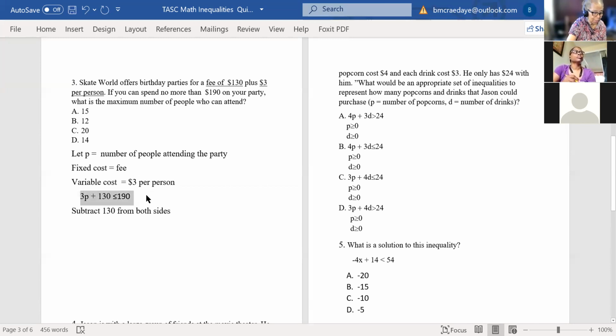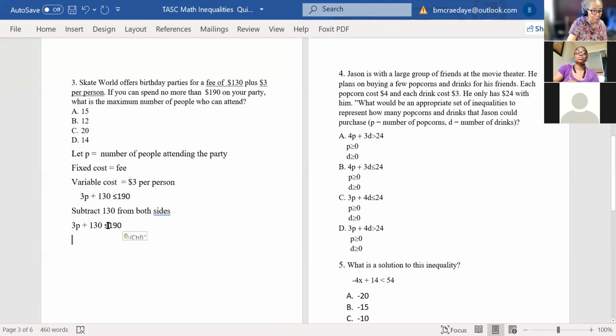Okay, now let's do that. Let's copy this over and do our subtraction. So it'll be subtract 130 here on the left, and subtract 130 on the right. That's it. Now, what do we get on the left side, Vanessa?